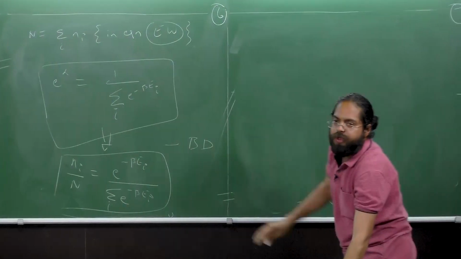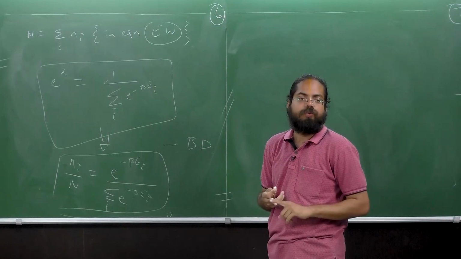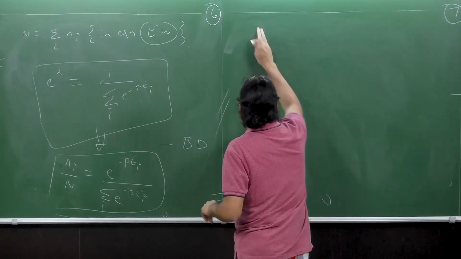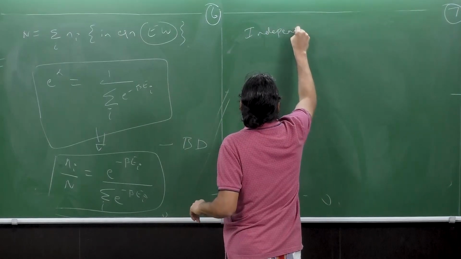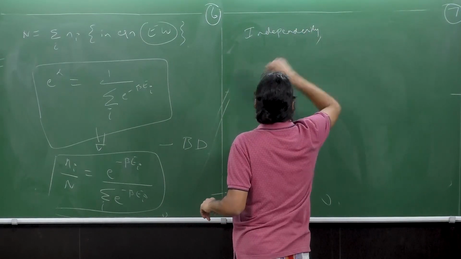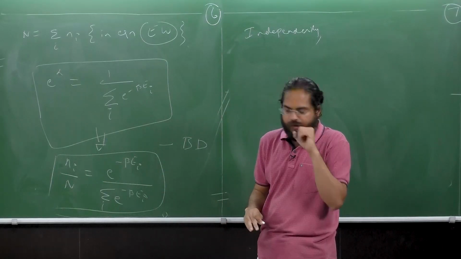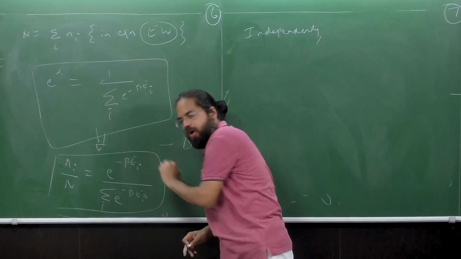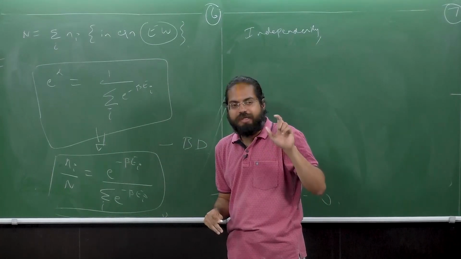Now, we now have a Boltzmann distribution. What we have not seen yet is that independently, this particular term beta, we have not determined what beta is. That's a very tricky aspect.